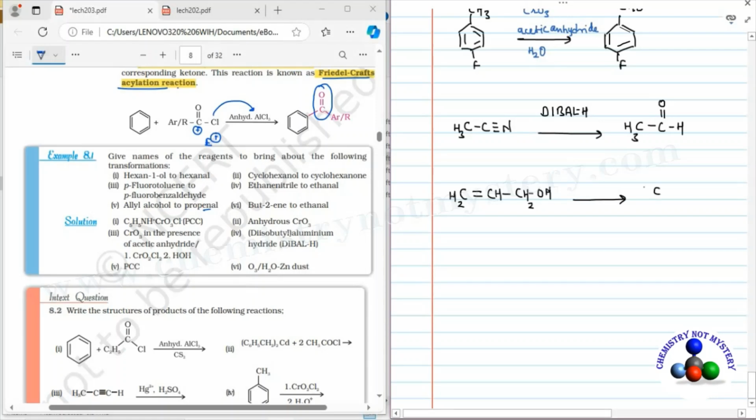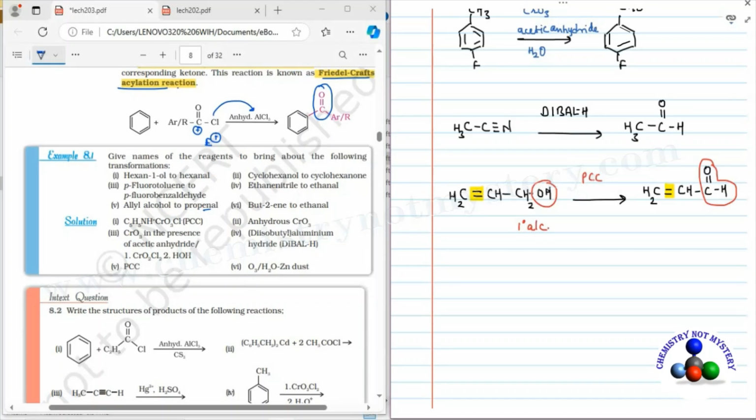Propenal means CH2 double bond CH single bond C double bond O, H. So this is propenal. Here the double bond will remain as it is in the product. You just have to oxidize the alcohol group to aldehyde. So this alcohol gets oxidized to aldehyde. For the specific oxidation of primary alcohol to aldehyde, here you have to use PCC, because PCC selectively oxidizes primary alcohol to aldehyde without affecting the double bond. Now come to the next question.